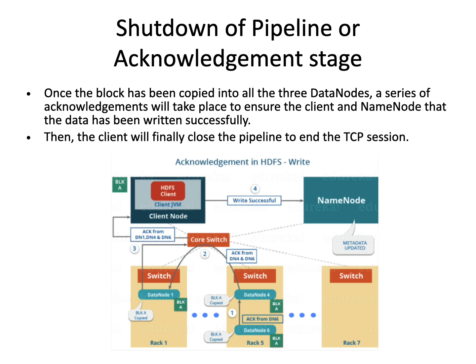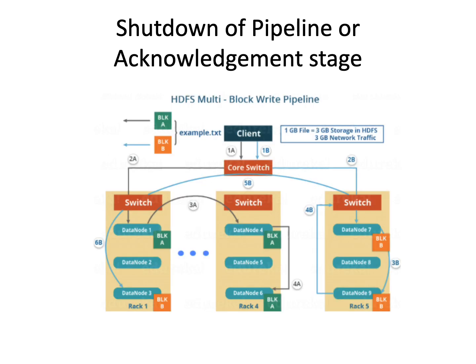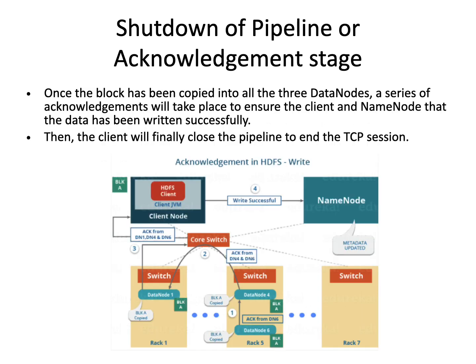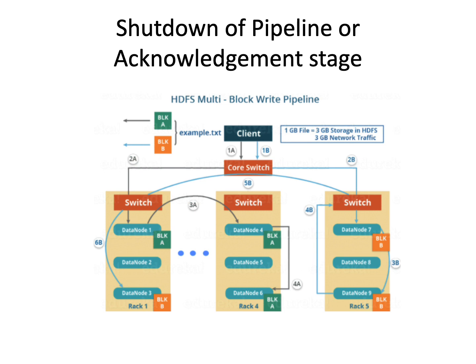The client writes the blocks into the first data node, and the data nodes will be replicating the blocks sequentially. We can see here the shutdown pipeline.